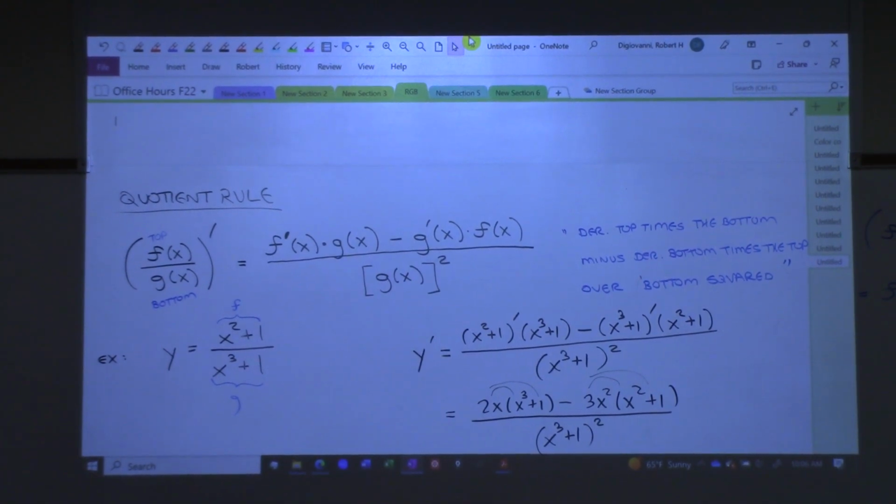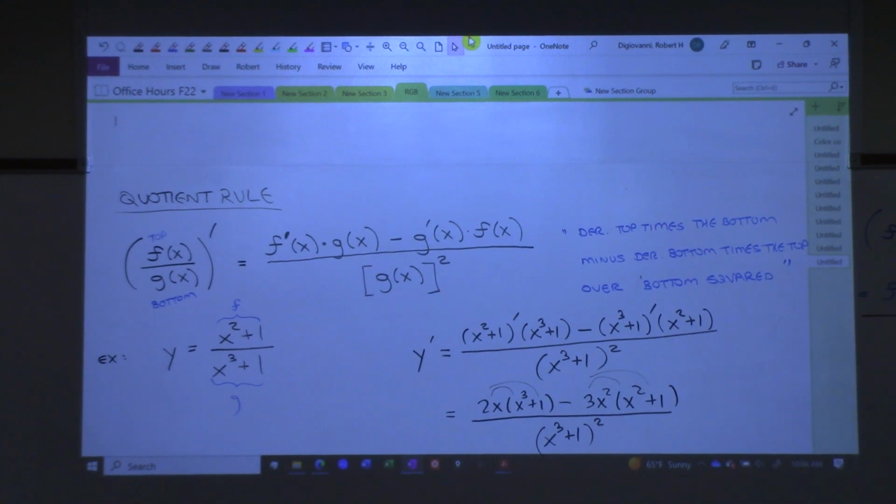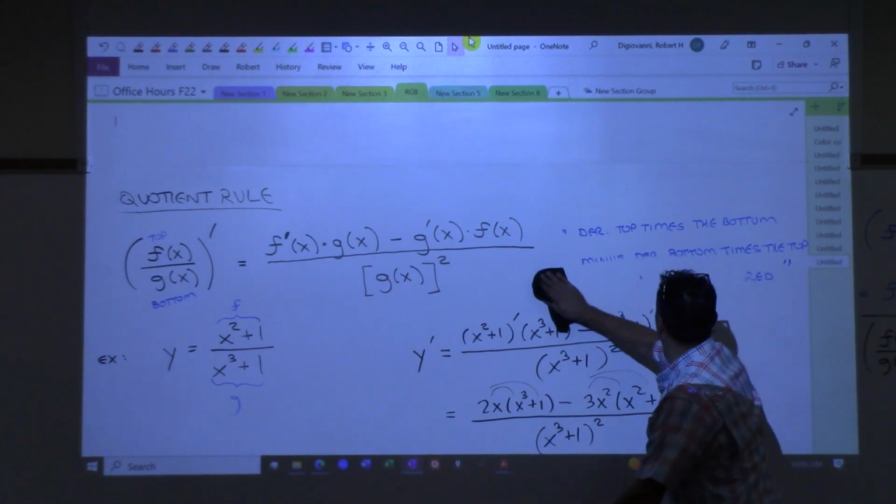All right. Let me write the rule down over here. I'm going to talk about the formula sheet in a second. Hold on, I'm not ready for that yet. So this is f prime times g minus g prime times f, all over g squared. Okay, there's our formula.